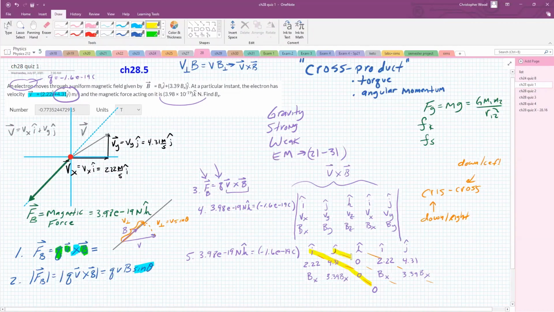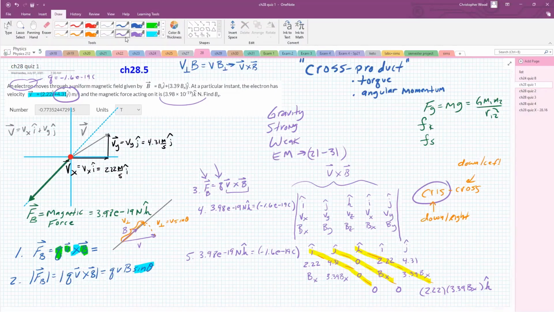So then what's my other criss operation? j hat, what is j hat times 0 times B sub x? That answer is also equal to 0. So more low-hanging fruit. My last criss operation, what is k hat times 2.22 times 3.39 Bx? It's not equal to 0. It is actually equal to 2.22 times 3.39 B sub x k hat. Okay, done with the criss, 2.22 times 3.39 Bx.